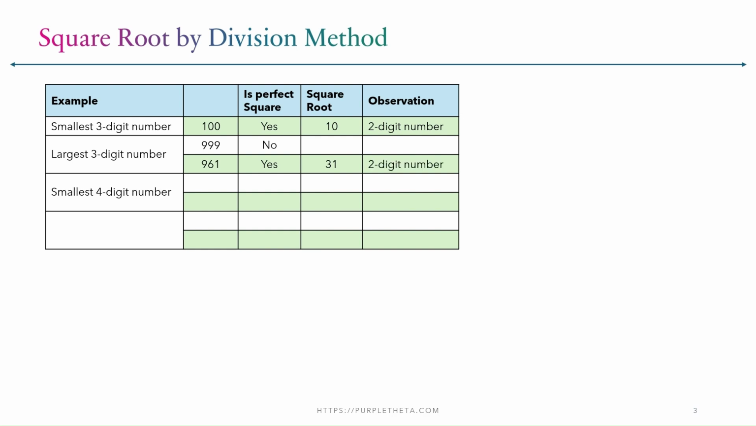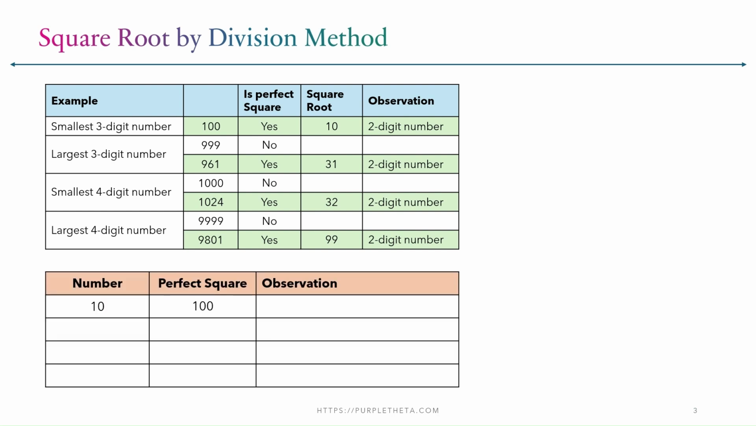number. The smallest 4 digit number is 1000, but it is not a perfect square. The smallest 4 digit perfect square is 1024 and its square root is 32, which is again a 2 digit number, right? The largest 4 digit number is 9999, but it is not a perfect square, right? The greatest 4 digit perfect square is 9801 and its square root is 99, which is also a 2 digit number. So let us summarize these observations in a table.